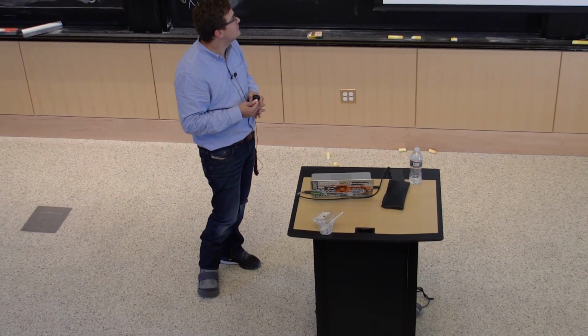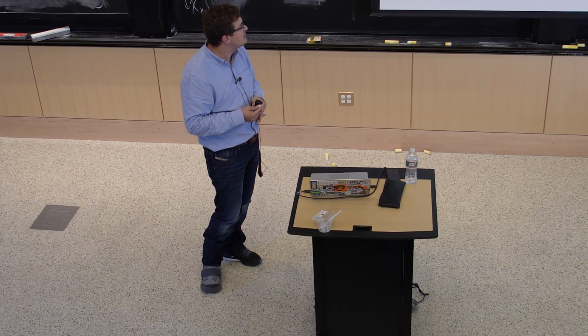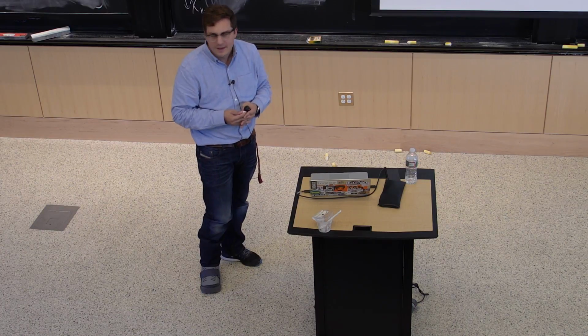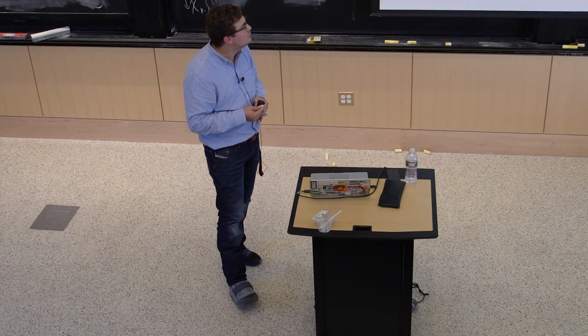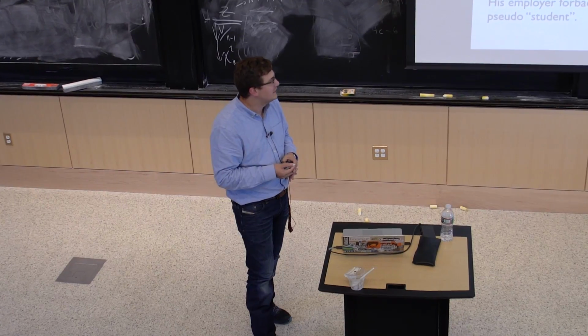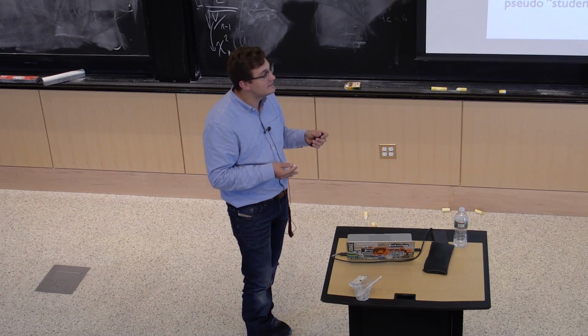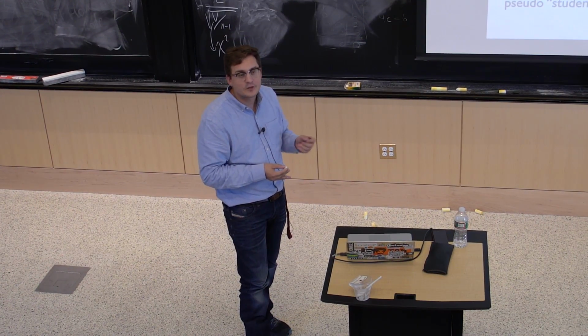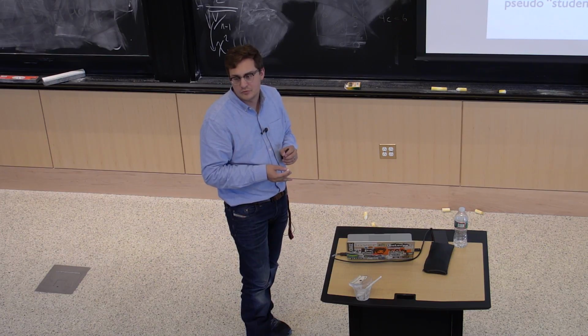And Mr. Guinness back then was a bit of a fascist, and he didn't want him to actually publish papers. And so what he had to do is use a fake name, and he was not very creative, and he used the name Student, because I guess he was a student of life. So back in 1808, it was actually not difficult to put your pen name on a distribution. Okay, so what does this thing look like, and how does it compare to the standard normal distribution?